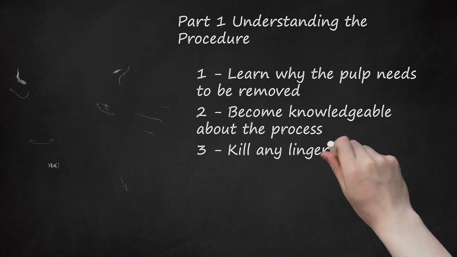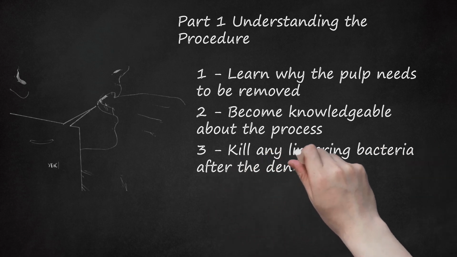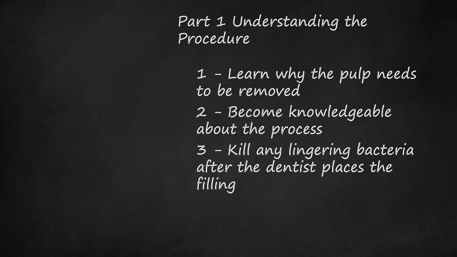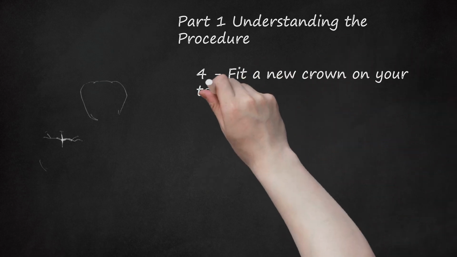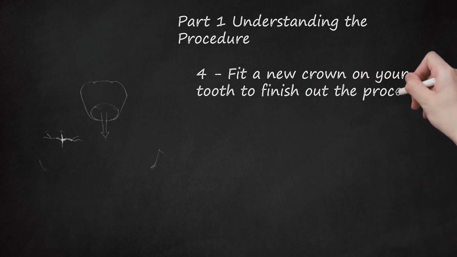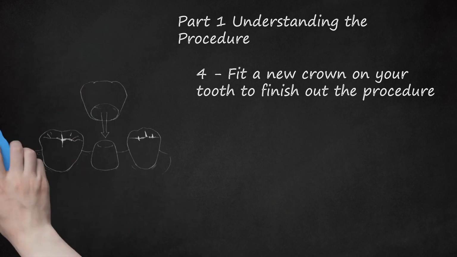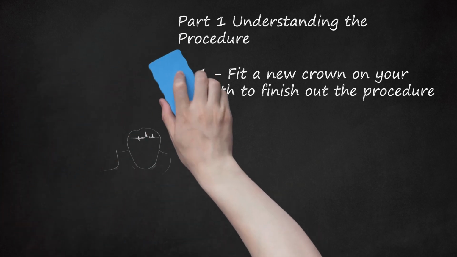3. Kill any lingering bacteria after the dentist places the filling. An antibiotic will most likely be prescribed to either treat the previous infection or prevent a new one. 4. Fit a new crown on your tooth to finish out the procedure. A tooth that has had a root canal is no longer living and its enamel will become brittle. Because of this, your dentist will protect it with a crown and post, or other type of dental restoration.